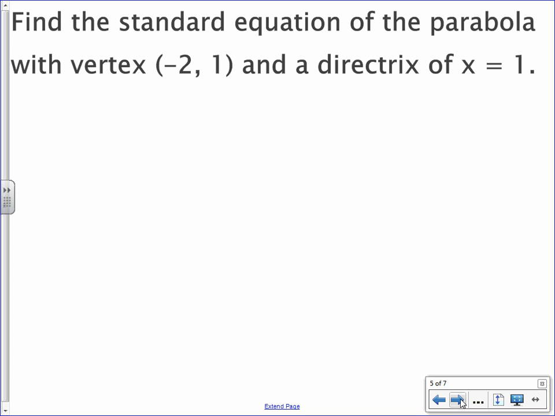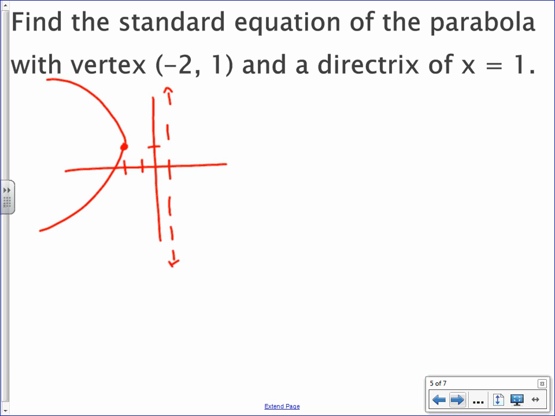So here we have a vertex of -2, 1, and we have a directrix of x equals 1. What direction is our parabola opening? This is opening to the left. Good.